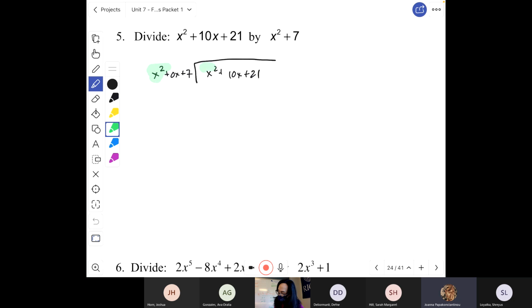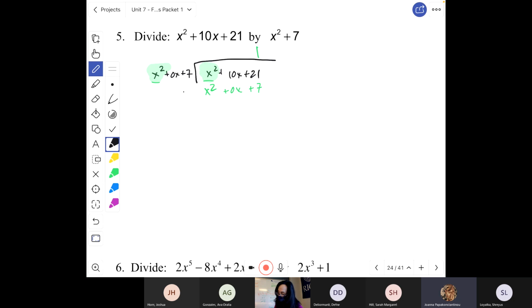So what am I looking at to help me decide my multiplication? Well, I'm looking at this and I'm looking at this and I'm asking myself, what do I have to multiply by x squared to get x squared? And you would say 1. 1 is a constant. I'm putting it there. And then I'm performing the multiplication. 1 times x squared is x squared. 1 times 0x is 0x. And then 1 times 7. Do you see why I put that placeholder there? So that I can make sure that I align like powers of x so that I can combine like terms.